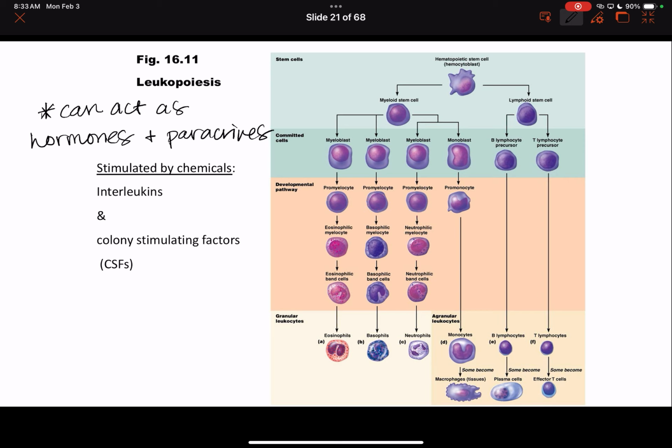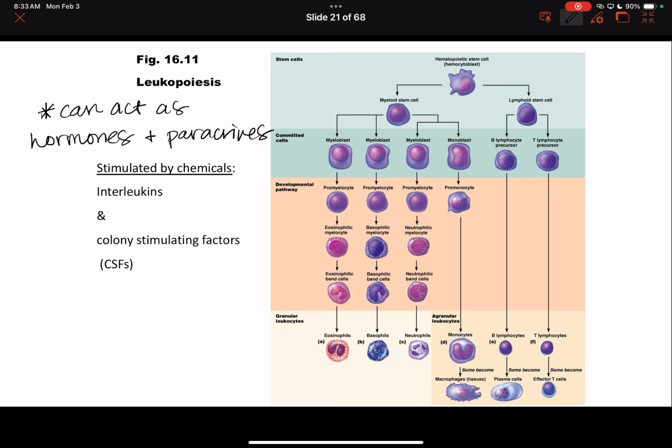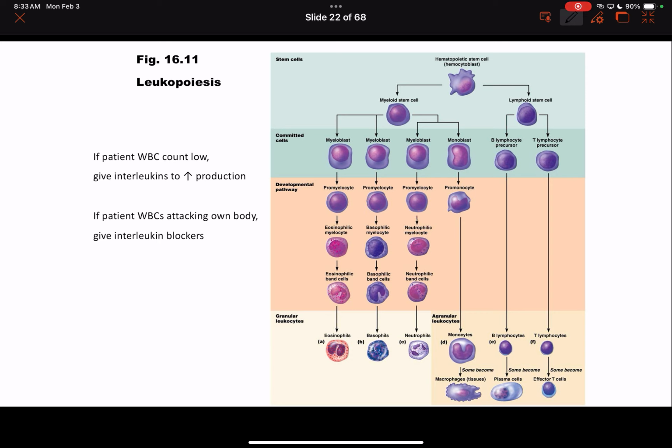But then they can use these chemicals to communicate with each other to help with like the cloning process, to make more of themselves when it's time to fight an infection. So, and everybody good here? Okay. If white blood cell count is low, we can give interleukins. So we can prescribe interleukins to increase their production. Or if white blood cells are attacking our own body, or if we're producing way too much, like in the case of leukemia, then we can give interleukin blockers so that they're not binding and they're not causing the white blood cell production.